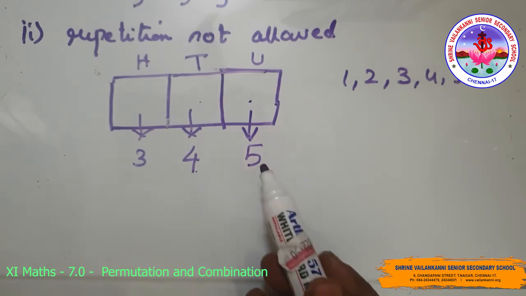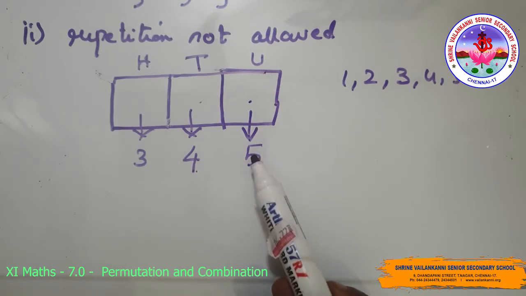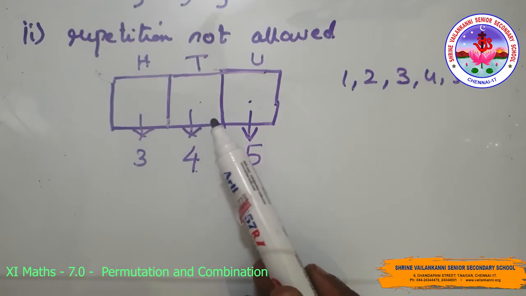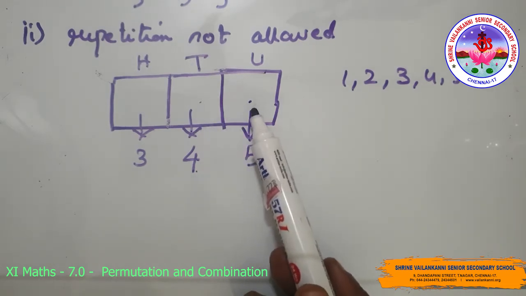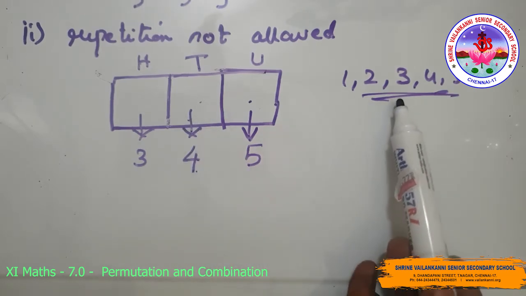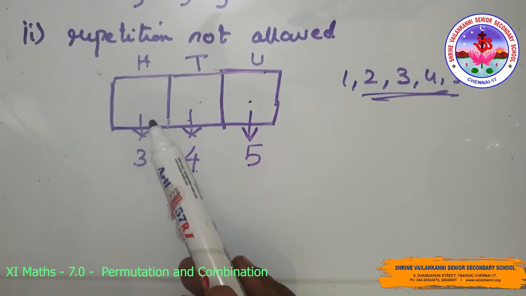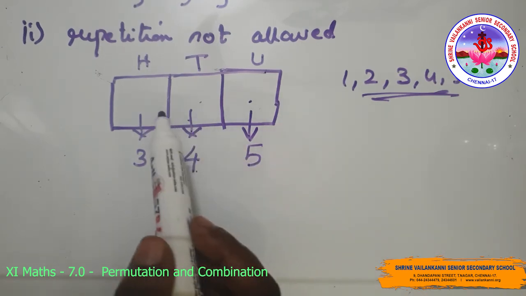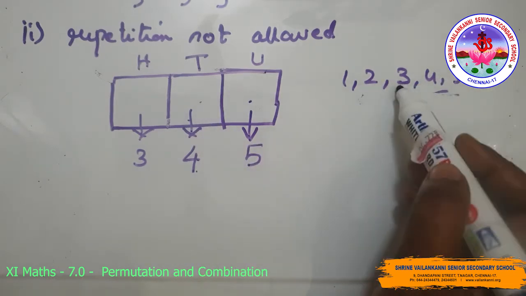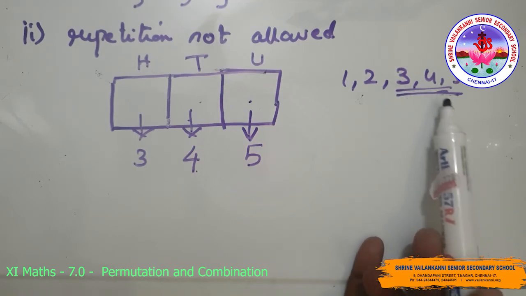So the number of ways of filling the units place is 5. The tens place can be filled with any of the remaining 4 digits. If it is 1, then we have to fill these places with any of the remaining 4 digits. And the hundreds place, again if it is filled with any number like 2, can be filled with the other remaining digits, either 3, 4 or 5.